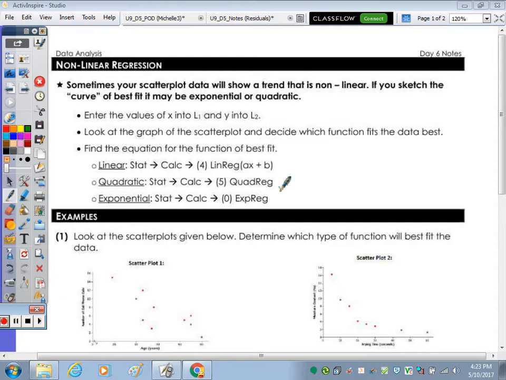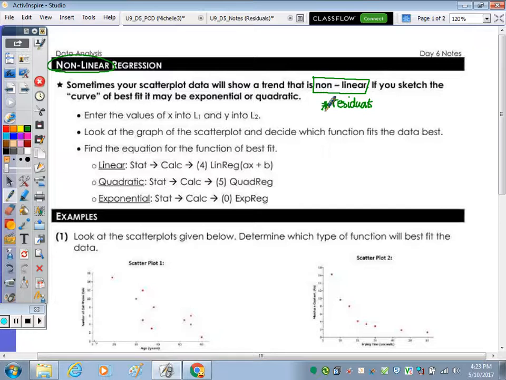In today's notes, we're going to be taking a look at non-linear regressions. And it says at the top, just reading, sometimes your scatter plot data will show a trend that is non-linear. If you sketch the curve of best fit, it may be exponential or quadratic. Last class, we took a look at residuals. And the residuals told us whether the fit was a linear fit or a non-linear fit.